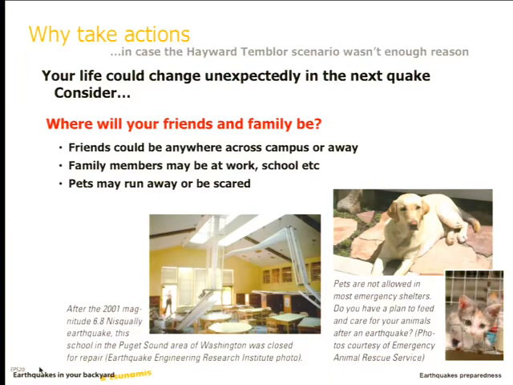Friends could be anywhere across campus. They could be away at home or on some other trip. Family members could be at work. They could be at school or somewhere in between. And then pets. Everybody gets very concerned about their pets. They may run away. I don't have a pet. Did you have a question?